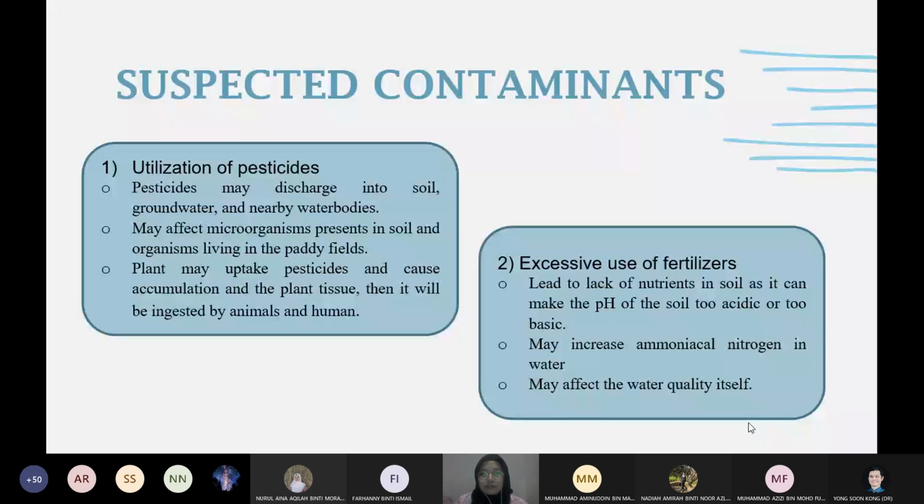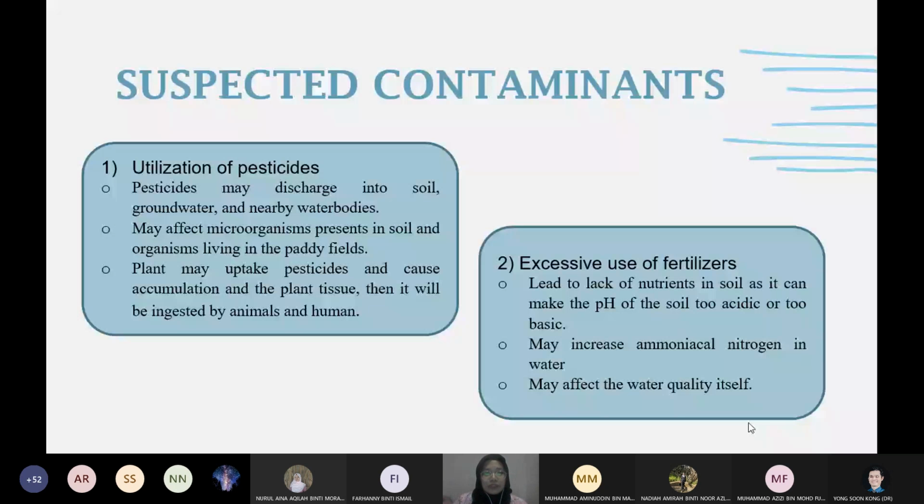Next, overuse of fertilizer also can cause problems. Firstly, it may lead to lack of nutrients in soil as it can affect the pH. Moreover, the use of some fertilizer can also affect the ammoniacal nitrogen and other quality of the water itself.